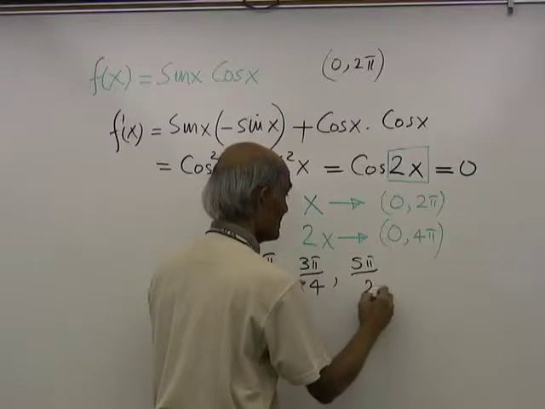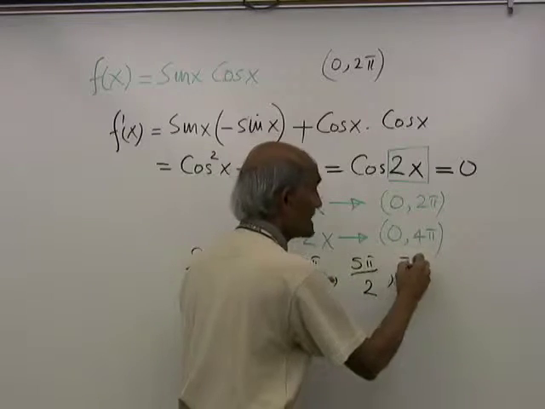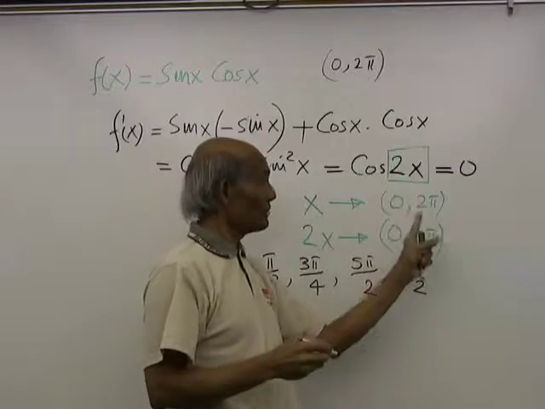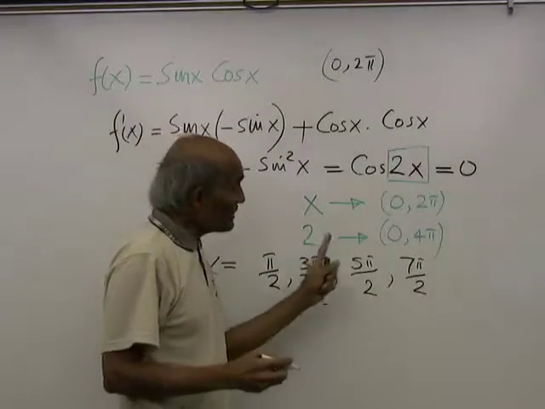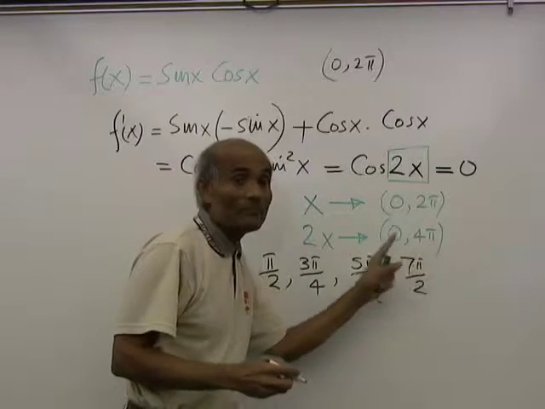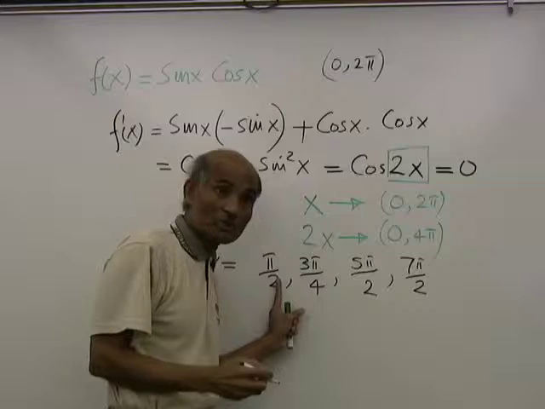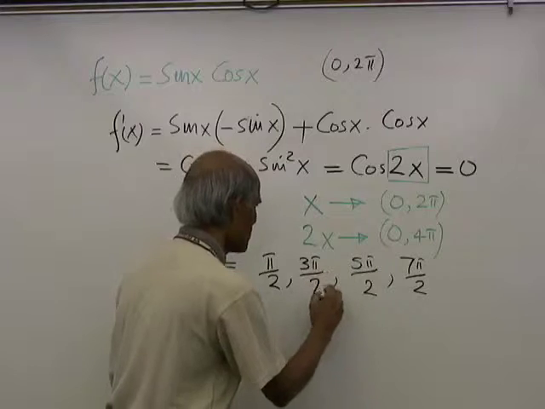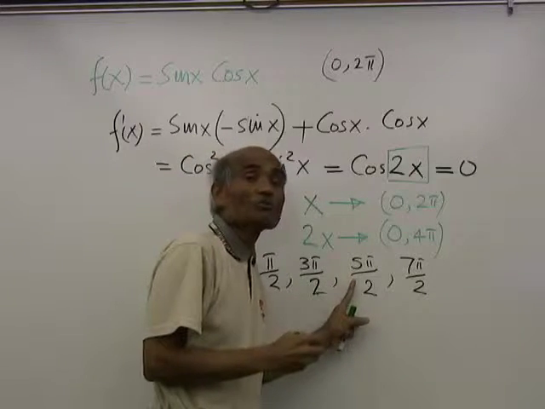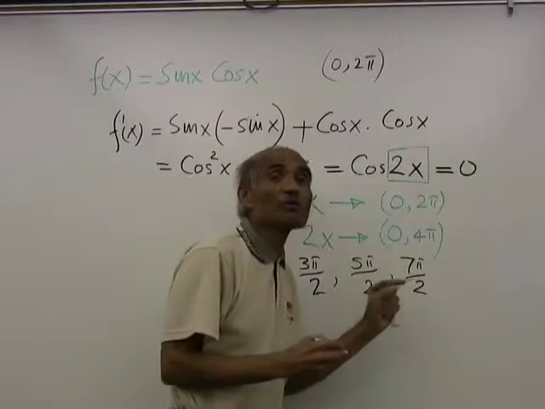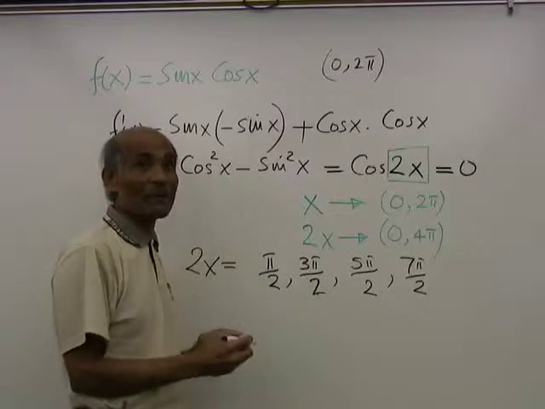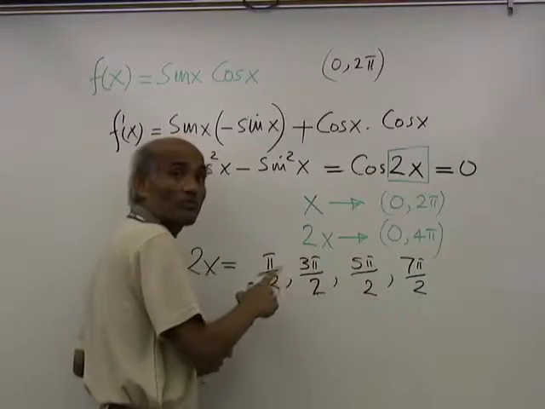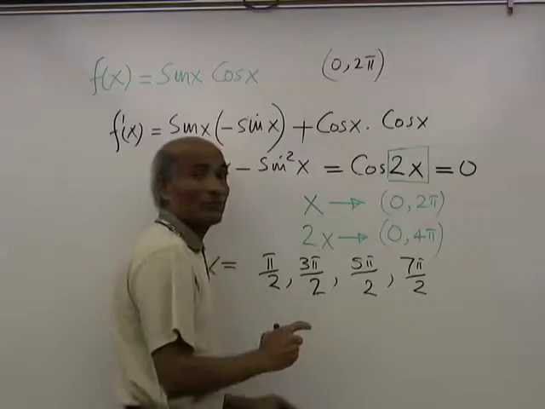There you go. And where is the next one? 7 pi by 2. Well, 8 pi by 2 is 4 pi. That means in the interval 0 to 4 pi, you get cos of pi by 2 is 0, cos of 3 pi by 2, not 3 pi by 4, is 0, cos of 5 pi by 2 is 0, cos of 7 pi by 2 is 0. That means the values of 2x on the interval 0 to 4 pi are these.